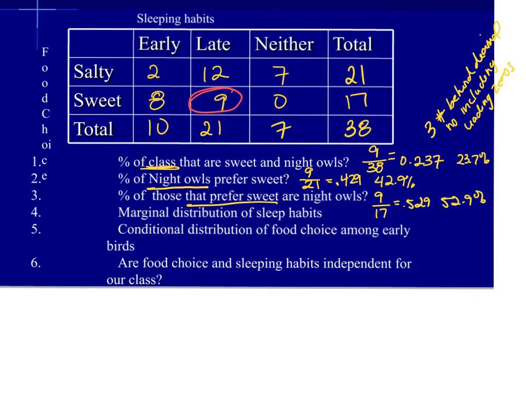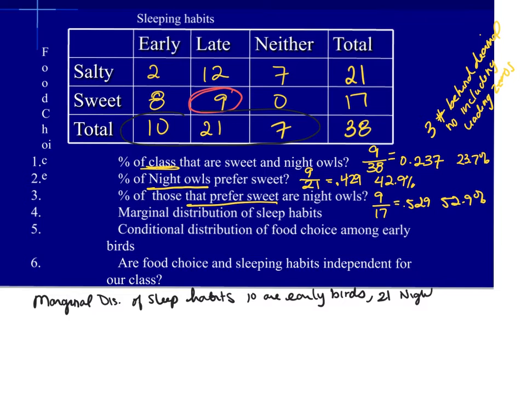Okay, now if it asks me for the marginal distribution of sleep habits, I want the margins of the sleep. So that's 10 are early birds, 21 are night owls, and 7 are neither. If it asks for the marginal relative frequency distribution, then you're going to convert all those into percentages over 38.